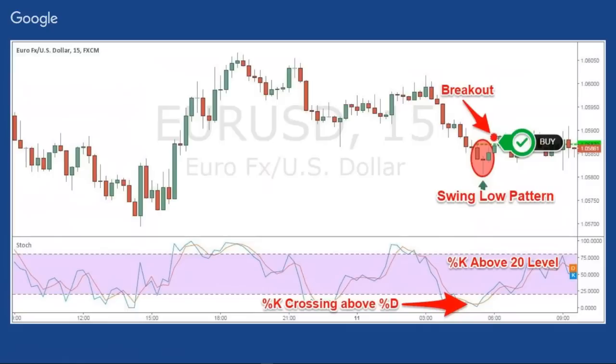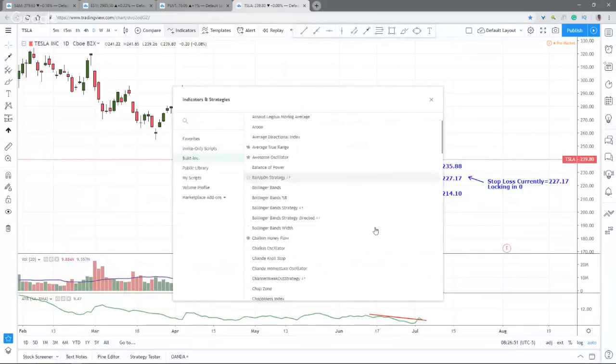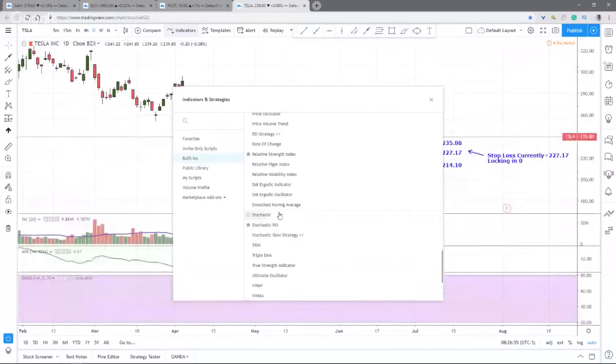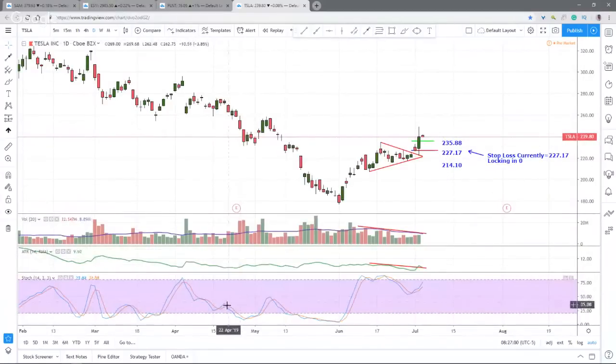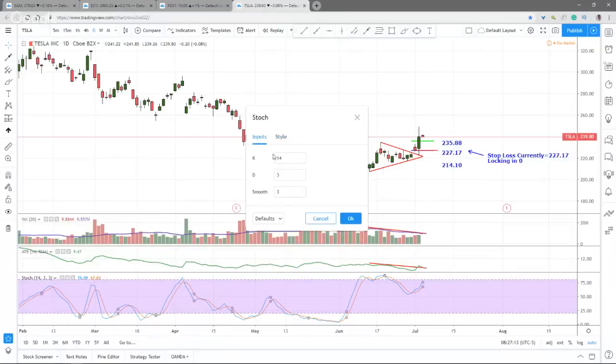Let me just show you briefly where you'll find that. Just add a stochastic indicator to this particular chart. Stochastic right there. Okay, here's our stochastic. If you look over here, you will see a little gear icon. Click the gear icon, and there are your settings. Inputs 14, 3, and 3. It looks like this one is defaulting to 3, and that does make a really nice %K, doesn't it?